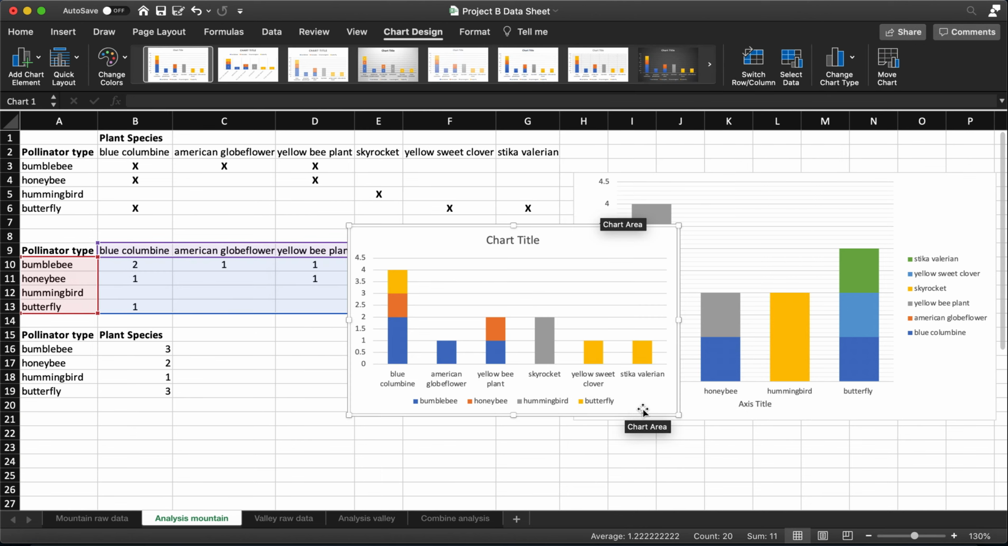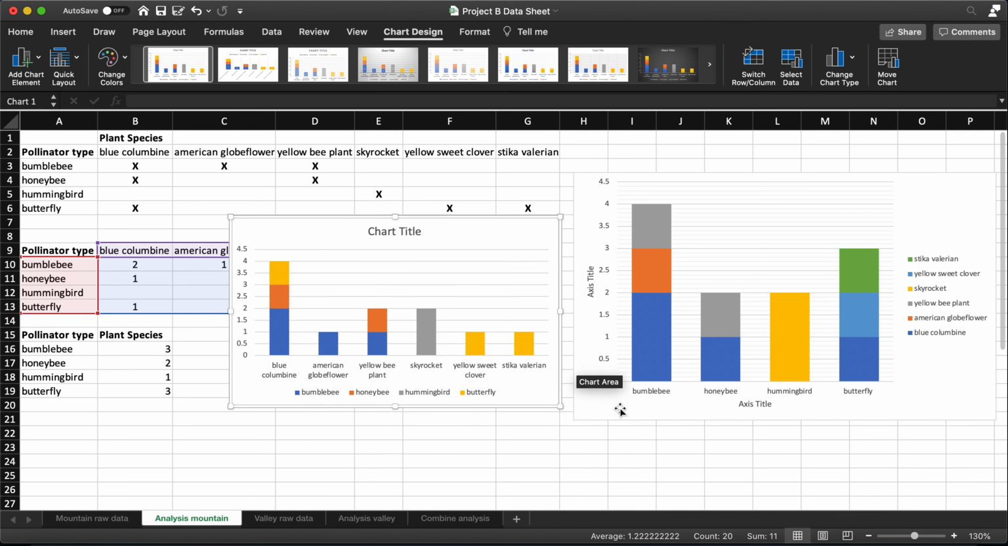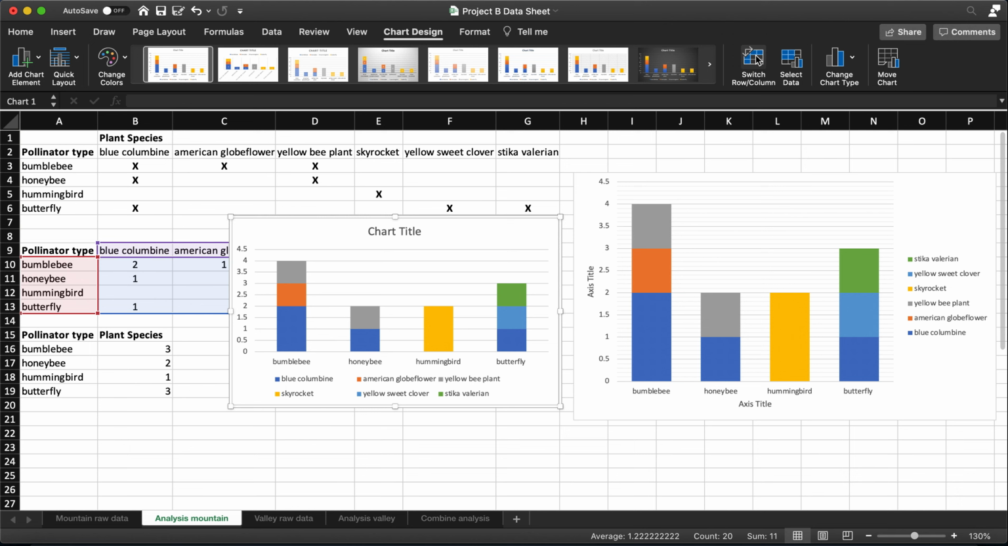Okay, so you can see it's showing you something a little bit different from mine. Here on the X variable, you're gonna see the plants, and here you're gonna see the bees in the legend, or the pollinators overall. I like to switch the column, and now this is more understandable. Okay, so this now looks like mine. So you can see bumblebees, honeybees, hummingbirds, and butterfly. And you can see how many plants of a particular species they visit. So blue columbine is the amount here for bumblebees. Honeybees overall visited less blue columbine. You can see the hummingbirds only visited the skyrocket, and so on.